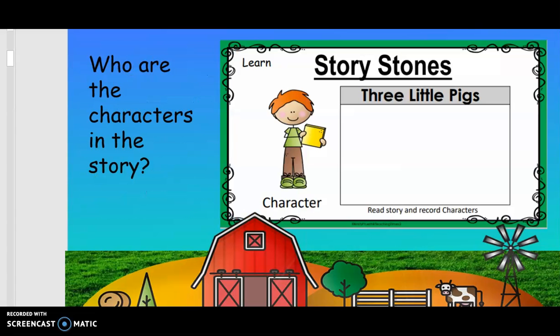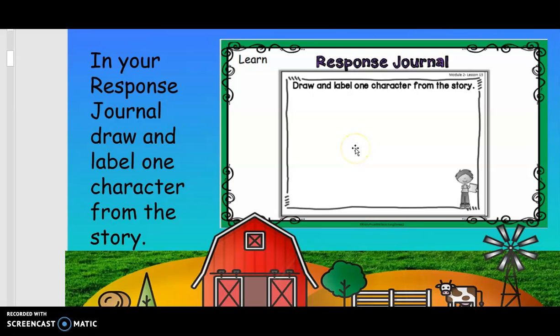So I am going to draw and label one character from the story in my response journal. You know Mrs. Tarasi is not very good at drawing on here, but I am going to go for it. I learned before how to draw a pig, so I'm going to do the same now. Let's see how to do that. So I'm going to draw. Oh, it's the right color. No, it's not. I am going to draw the third little pig because I said I picked him.